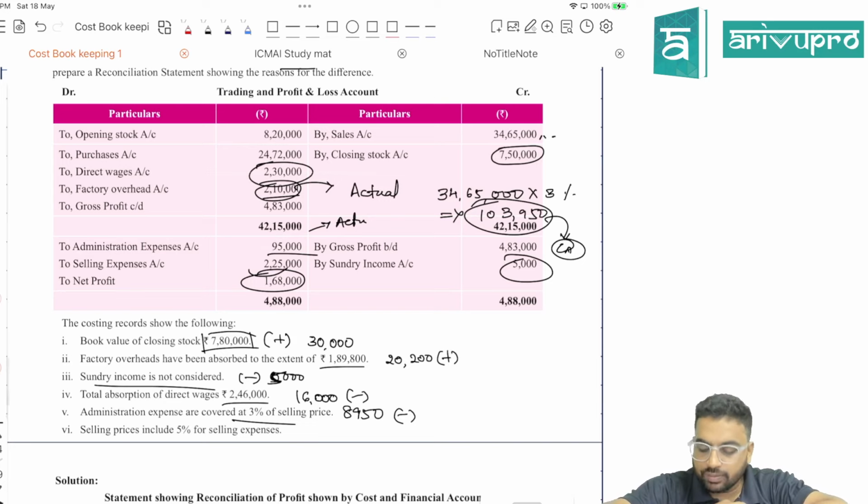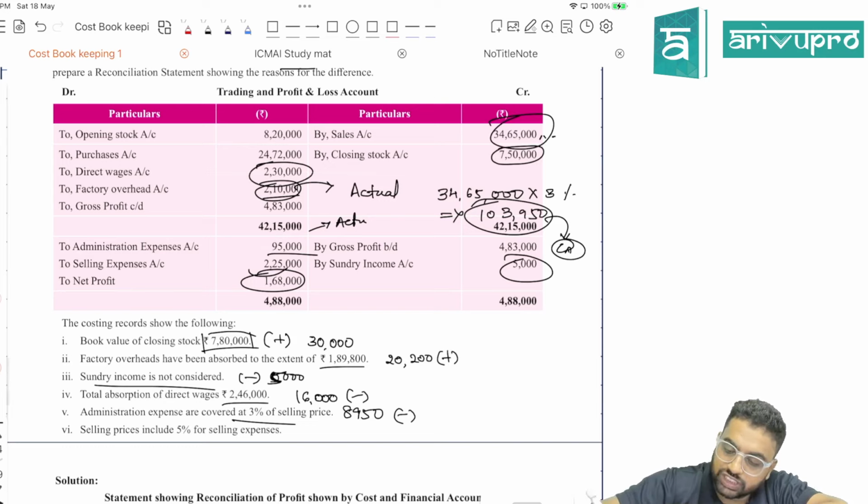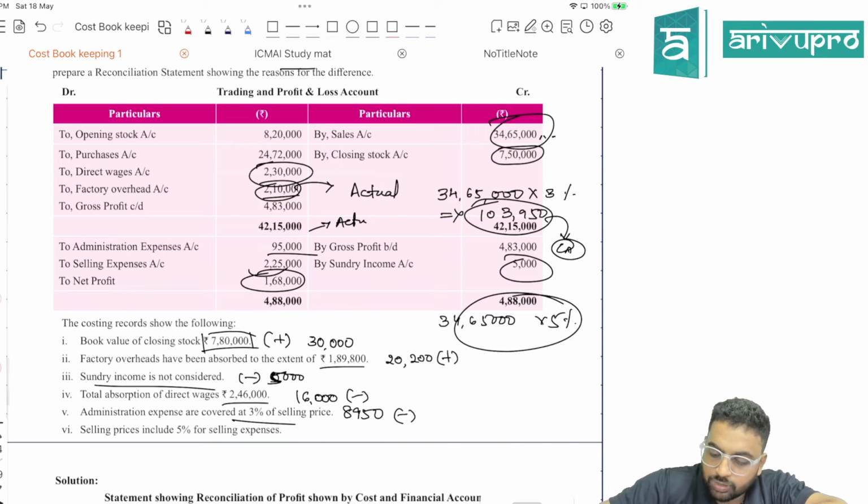Over absorption of administration you should reduce. Selling price includes 5% of the selling expenses. So selling expense is there, no sir? Yes sir. That is how much, sir? 5% it seems. So sales is 34,65,000. In that 5%, how much will it come, sir?